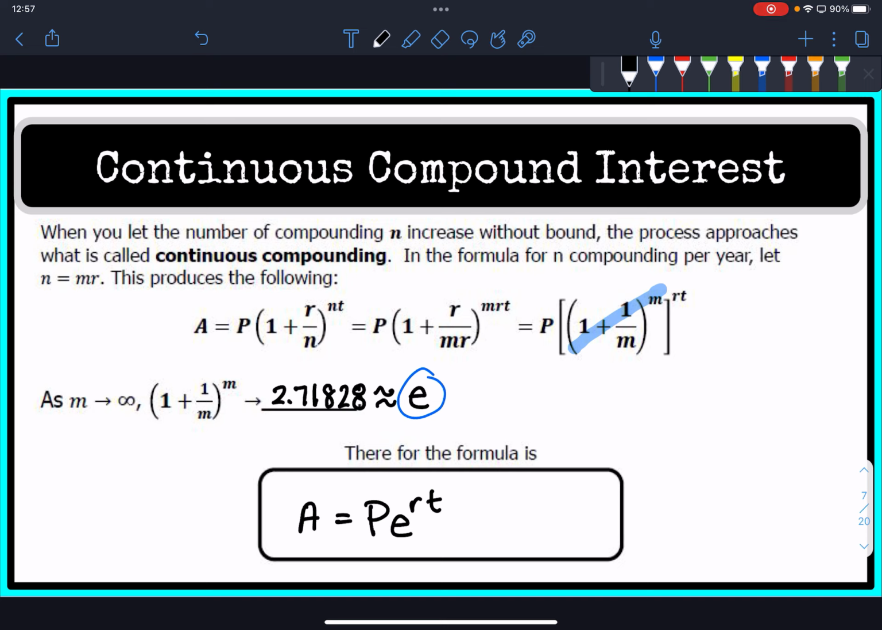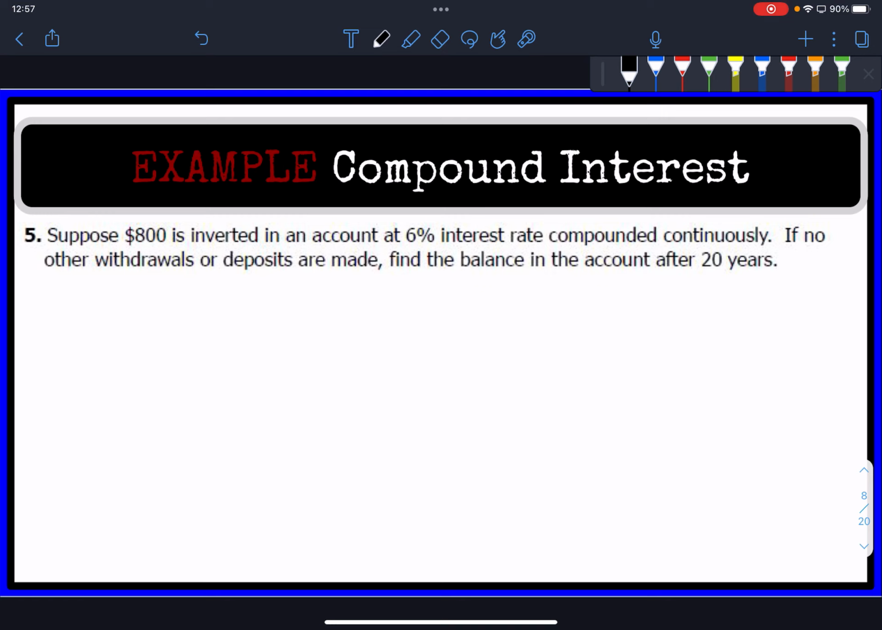So let's apply the continuous compound interest formula to financial literacy problems. Let's look at example 5. Suppose that $800 is invested into an account at a 6% interest rate compounded continuously. If no other withdrawals or deposits are made, let's find the balance in the account after 20 years. So A is going to equal P times e to the rt power, and in this situation r is always going to be positive because it's growing.